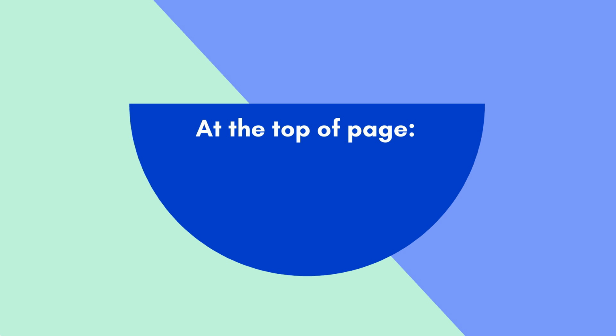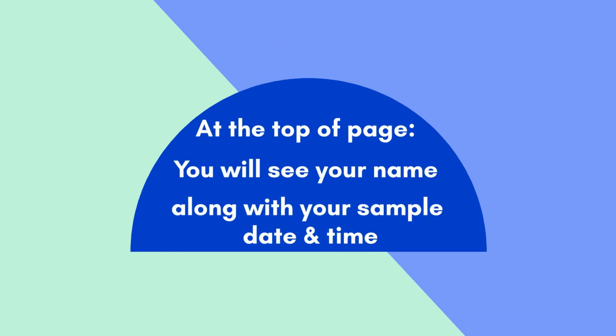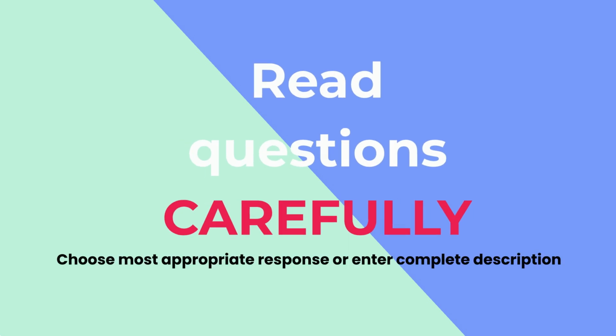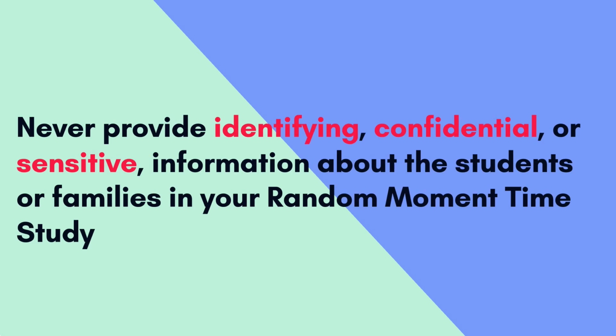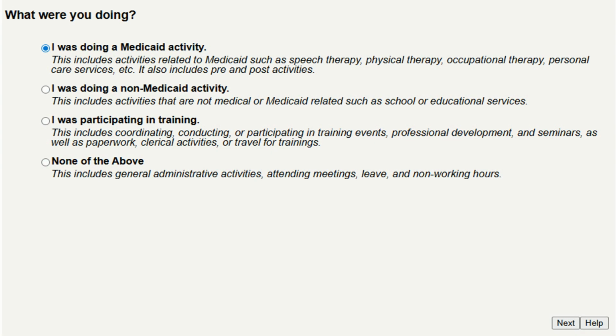At the top of the page, you will see your name along with the sample date and time. You will then see a series of questions. It is important to read the questions and answer choices carefully, choosing the most appropriate response or entering a complete description. Remember to never provide any identifying, confidential, or sensitive information about the students or families who are the recipient of your services. The first question you'll be asked is, "What were you doing?"